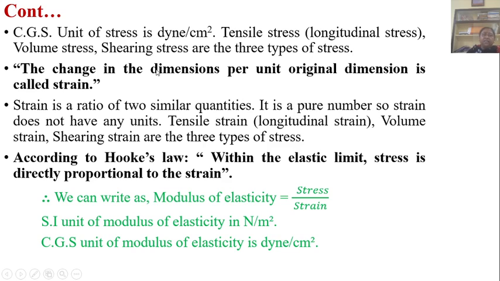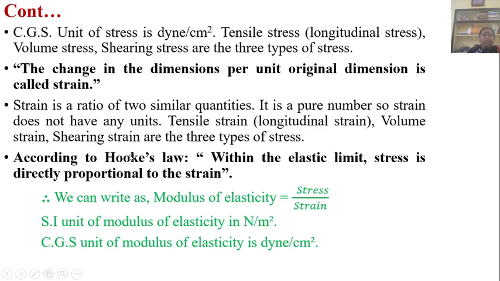The change in the dimension per unit original dimension is called strain. Strain is a ratio of two similar quantities. It is a pure number, so strain does not have any units. Tensile strain, that is longitudinal strain, volume strain, and shearing strain are the three types of strain.